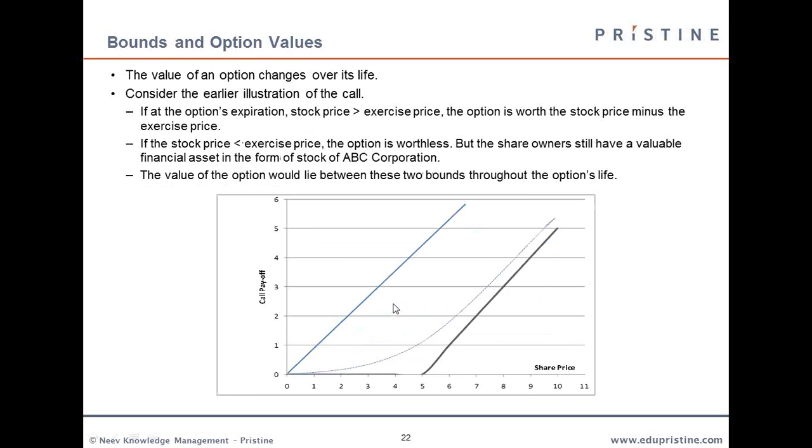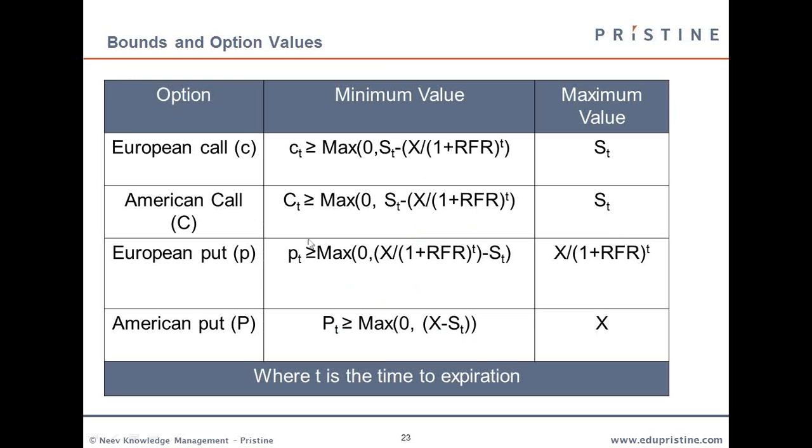Similarly, we can see that for the put option also, based on the payoff, we'll have two barriers. One is the minimum and the maximum, and the value will lie in between. So here's the table which shows the bounds of the option values for European call, American call, European put, and the American put.